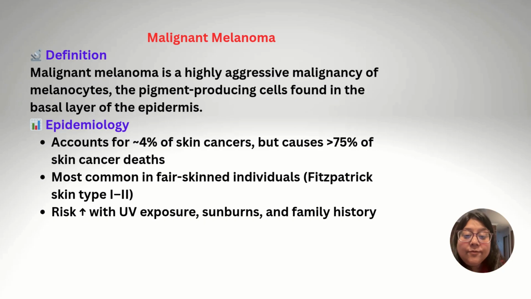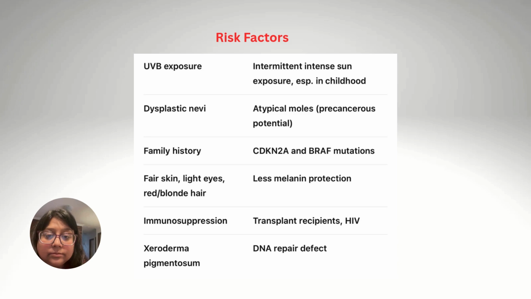Most common in fair skinned individuals, and risk increases with UV exposure, sunburns, and family history. Talking about the risk factors, UVB exposure, dysplastic nevi, and positive family history are risk factors for development of malignant melanoma. Fair skin individuals, light eyes individuals, or red or blonde hair individuals, which have less melanin production, have a higher risk of developing malignant melanoma.